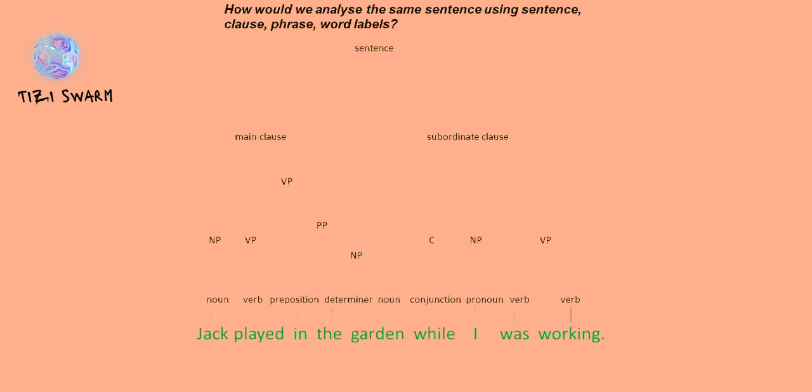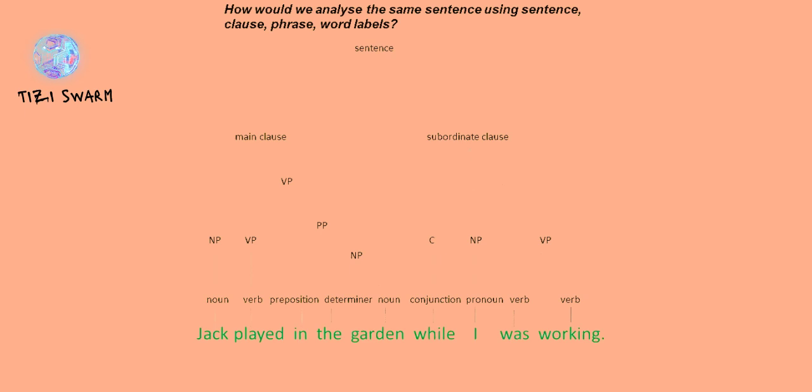So we can see at the bottom we've got the word classes, the parts of speech, and then a noun functions as a noun phrase, followed by a verb phrase, followed by a prepositional phrase, which is made up of a preposition plus a noun phrase, and those together with a verb in front make up a verb phrase. So we can sort of break it down into various levels. Okay, then we've got a conjunction, another noun phrase, which is a pronoun in this case, and a verb phrase.